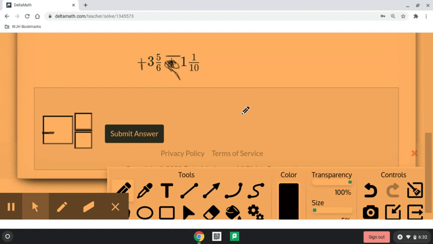Okay, now we're getting a little bit more into familiar territory, so we need to change them into improper fractions before we can do anything else. So 6 times 3 is going to make 18. 18 plus 5 is going to make 23. So we have 23 over 6 minus 1 times 10 is going to make 10, plus 1 makes 11.